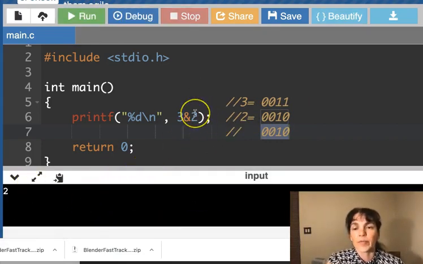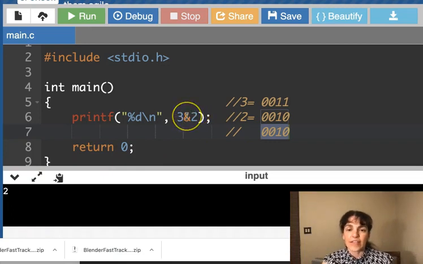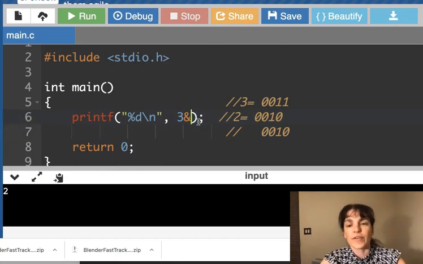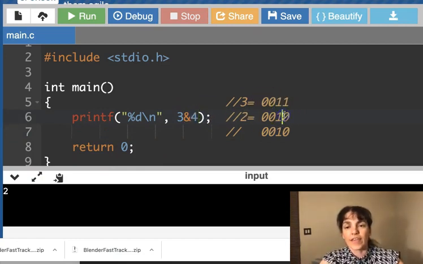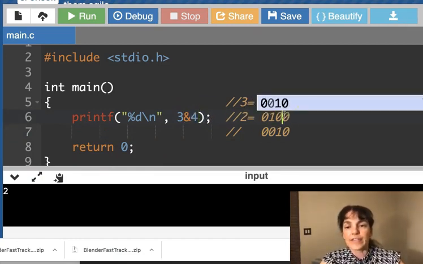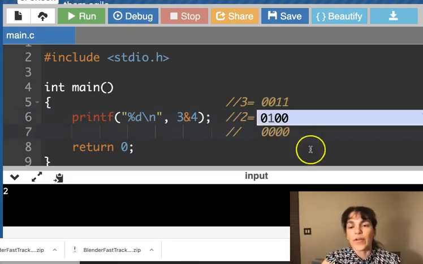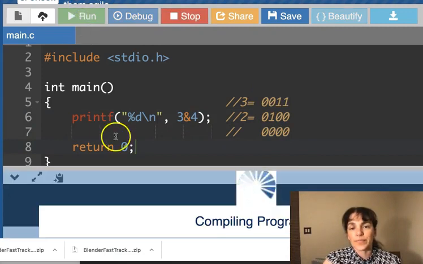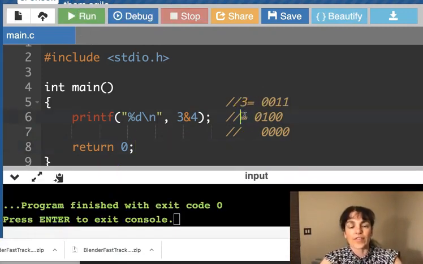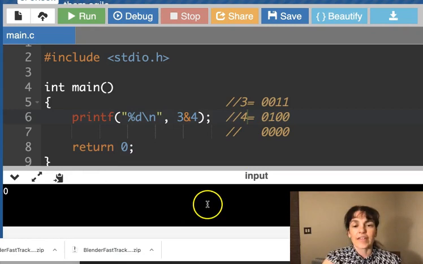Let's change one of the numbers and see. So we had a 3 and a 2. Let's make it a 4 and a 2. And this time, nothing's going to match up with a 1 in both of those columns. So our answer is just going to be 0. Let me change that to a 4. And yep, it is 0.